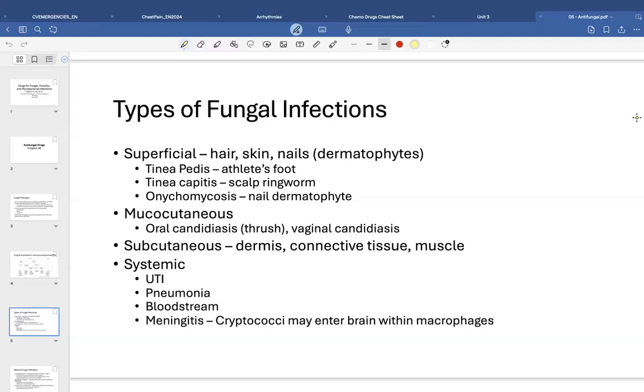Subcutaneous infections can affect the connective tissue and muscle, and then you get your systemic infections of the urinary tract, respiratory tract, and the bloodstream. We also have a risk around central nervous system infections from cryptococci. In particular, these bugs are very notable for their ability to hide in macrophages and then enter the body and proceed to enter into the CNS, causing meningitis. So, of course, a much more potentially severe infection.